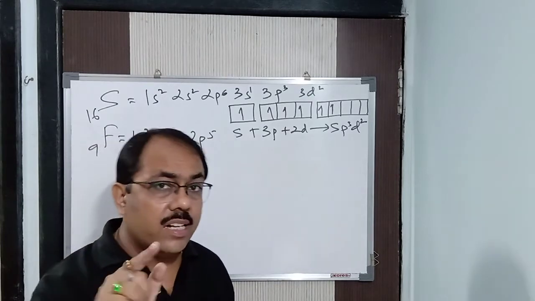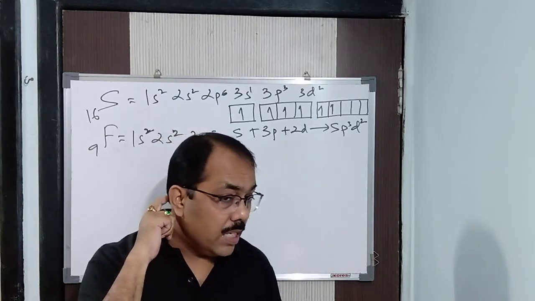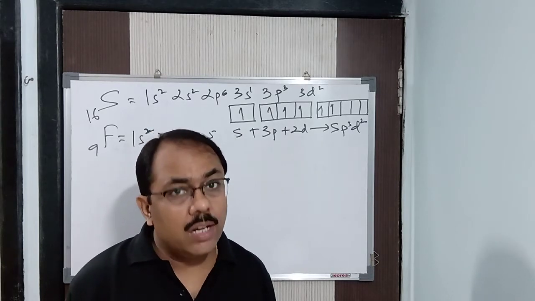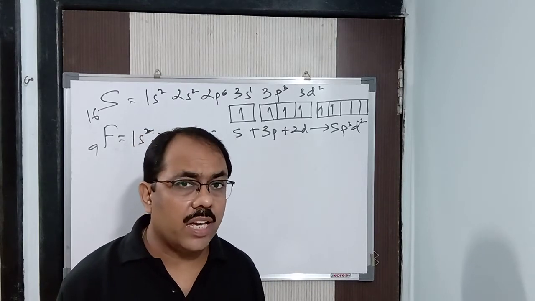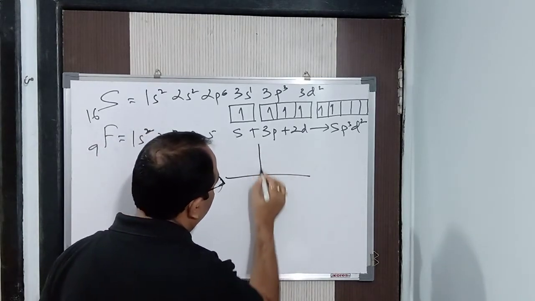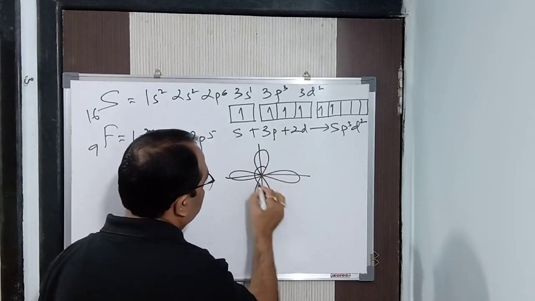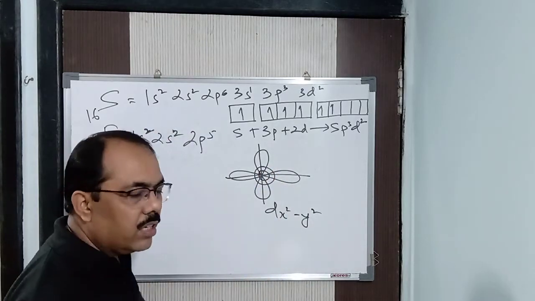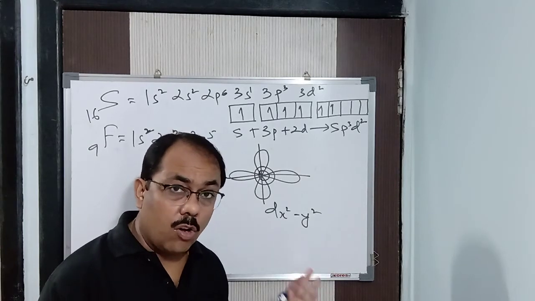Already I said dz square. In the previous example I said dz square has similar energy to that of 3p. Here also another is there, that is dx square minus y square. That particular subshell is involved in hybridization. We can say that the dx square minus y square orbital is involved in hybridization. You know that this is your dx square minus y square. This is this orbital, and dz square we have already seen.